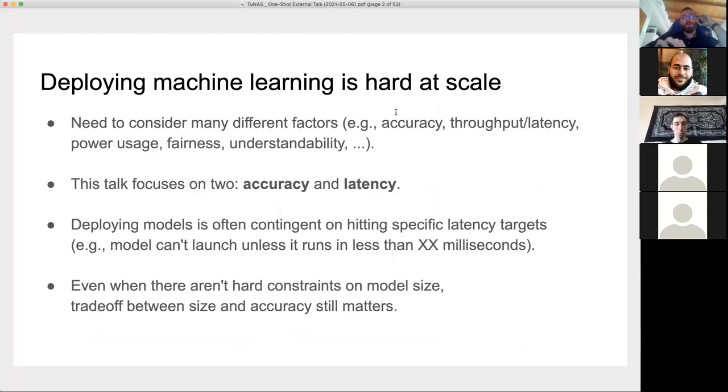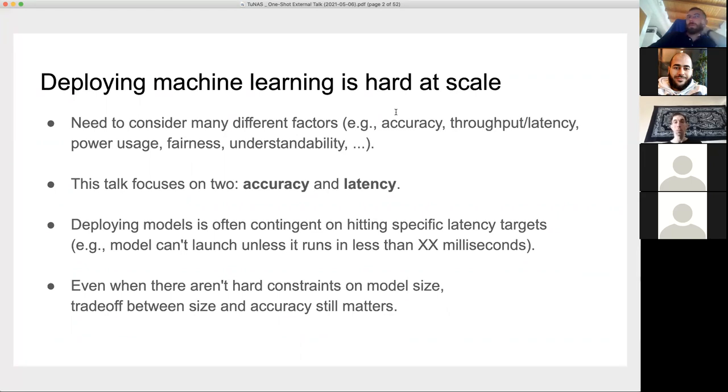One thing that I do want to note is that deploying machine learning models at scale is hard. If you have a promising model, there are actually a lot of considerations you need to look at before you can push it into production. There's accuracy, throughput, latency, power usage, fairness, understandability, and others depending on exactly what the circumstances are. In this talk, I'll just focus on two of these considerations, accuracy and latency. And these two are very often at odds with each other.